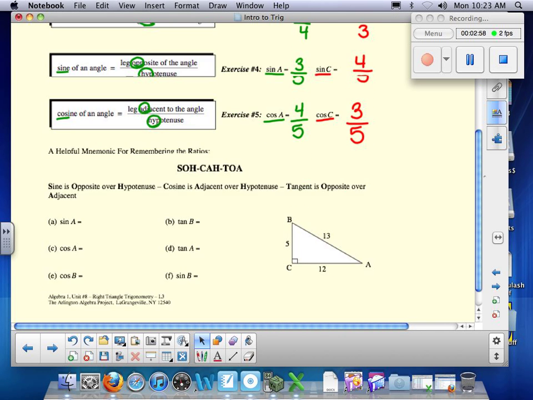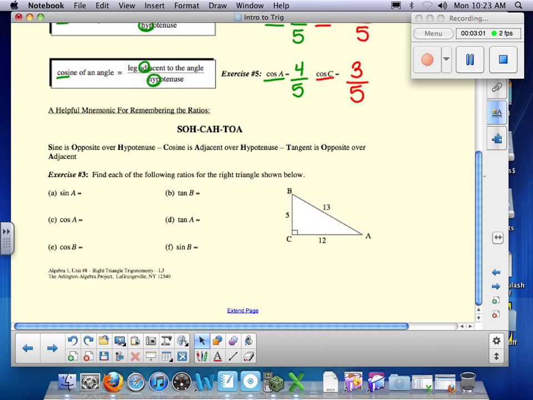Let's come down and look at the second example on the back. Now, there's a nice little way to remember sine, cosine, and tangent. And we pronounce this SOH CAH TOA. So the SOH is sine is opposite over hypotenuse. CAH is cosine is adjacent over hypotenuse. TOA is tangent is opposite over adjacent.